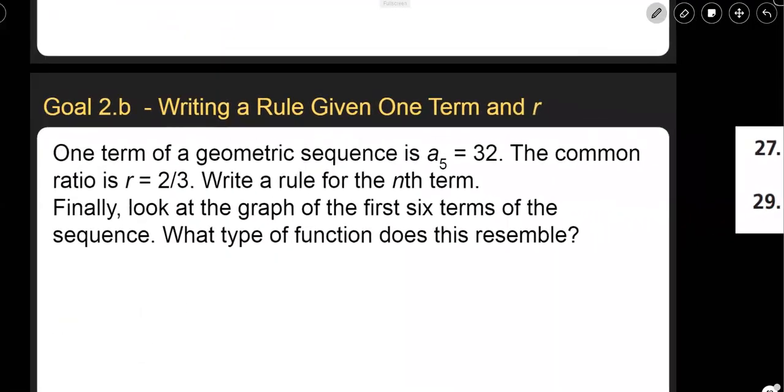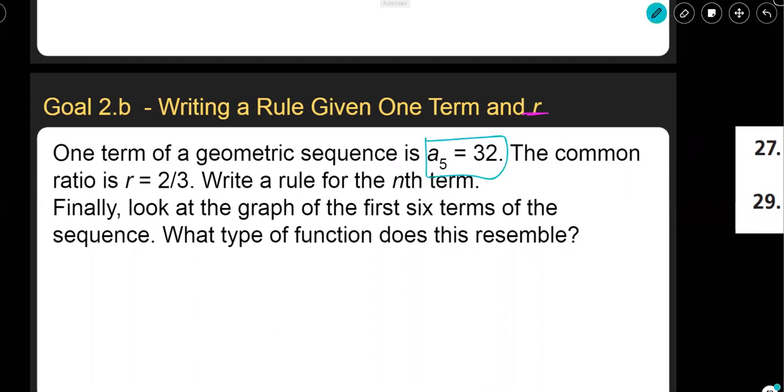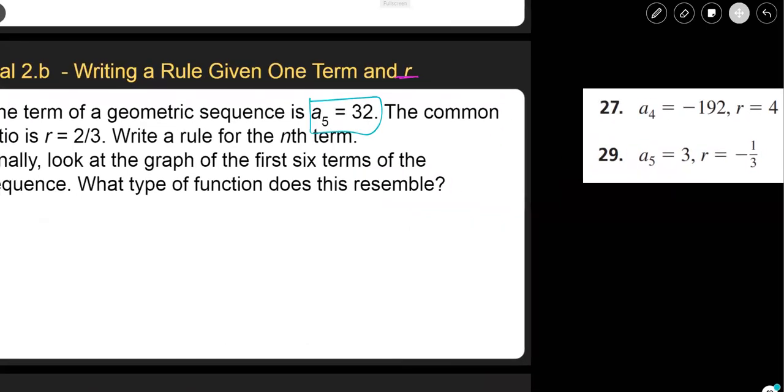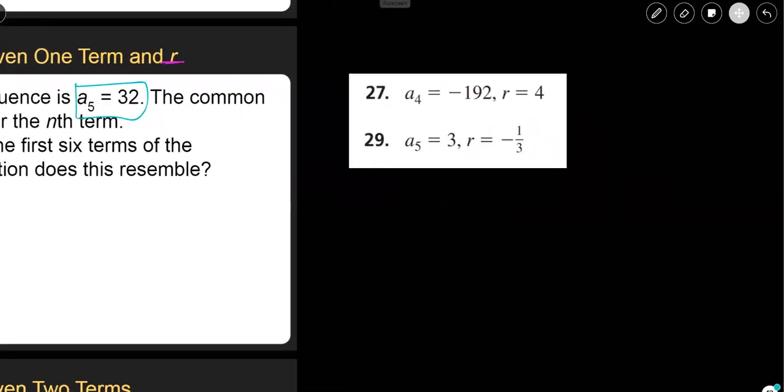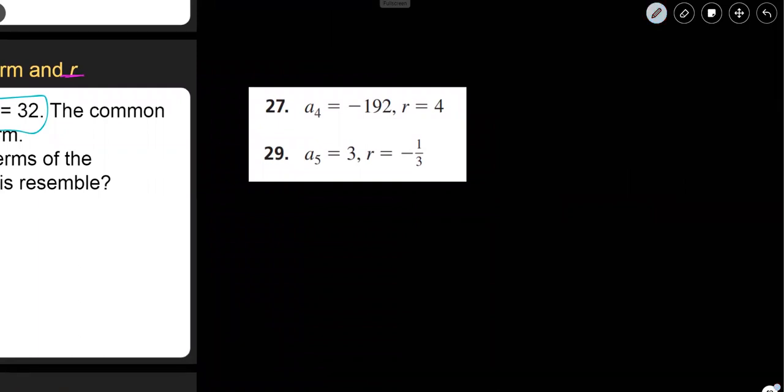All right, let's go to the next ones. So these ones are a little bit tougher. In these situations, we're given the value for r, and we are given the value for one term. But in this case, the term that we're given is just a random term in the sequence. So to fix that, what we can do is plug in what we know and then solve to find a1.